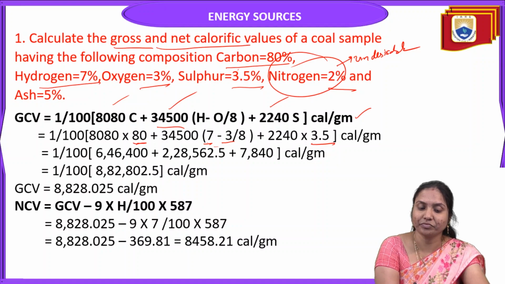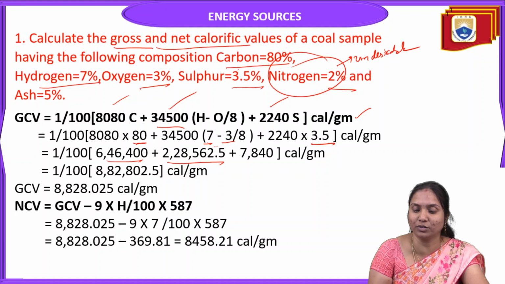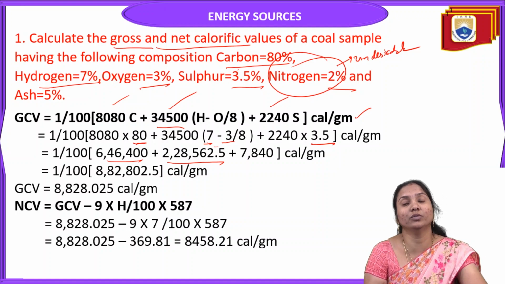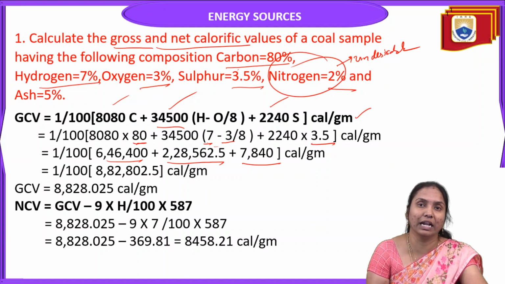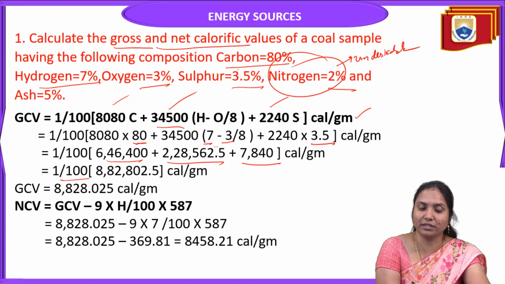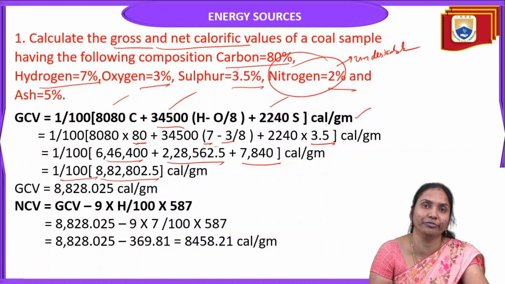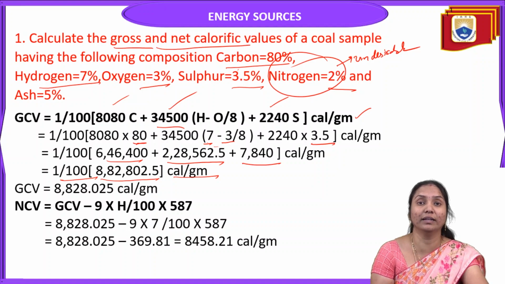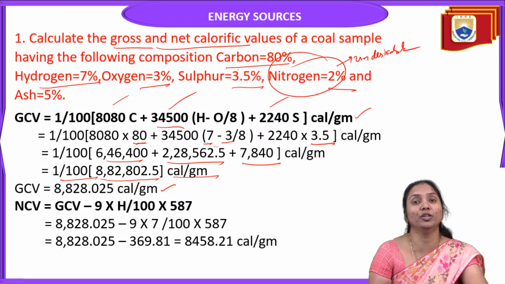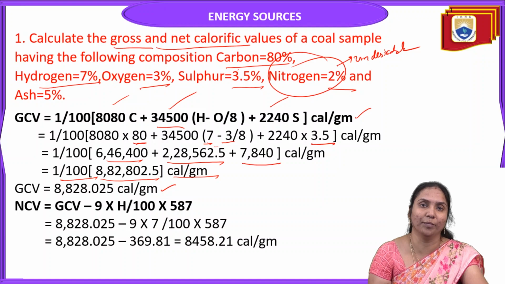Finally you get 1 by 100 into 6,46,400 plus 2,28,562.5 plus 7,840 calorie per gram. After calculation, the next step is 1 by 100 into 8,82,802.5 calorie per gram. So finally the gross calorific value, or high calorific value, of the fuel in this problem is 8,828.025 calories per gram. This is the gross calorific value of the coal sample.